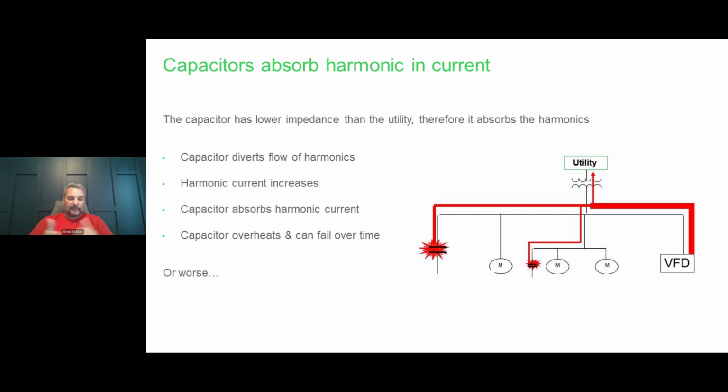Other factors that influence capacitors are temperature, voltage transients, and the number of times you switch them on and off. But one of the points you should look at if you're failing power factor correction capacitors is how much harmonic you have in your network.